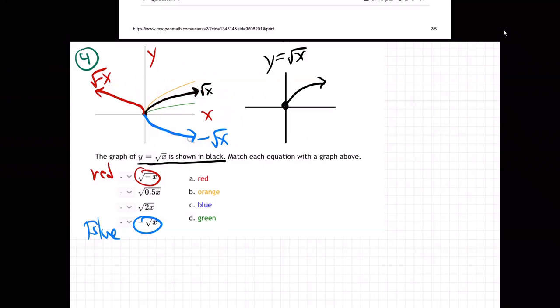Now, the other two are probably easier to tell. You can probably just guess at those. The orange one here, that one's higher up. So it's going to be the 2, isn't it? Right? It's just higher up. So that's going to be the square root of 2x. And then the green one is lower down. So that's going to be the square root of 0.5x because 0.5 is lower, right? It's less than 1. So it shrinks it down on that. And so there we go.